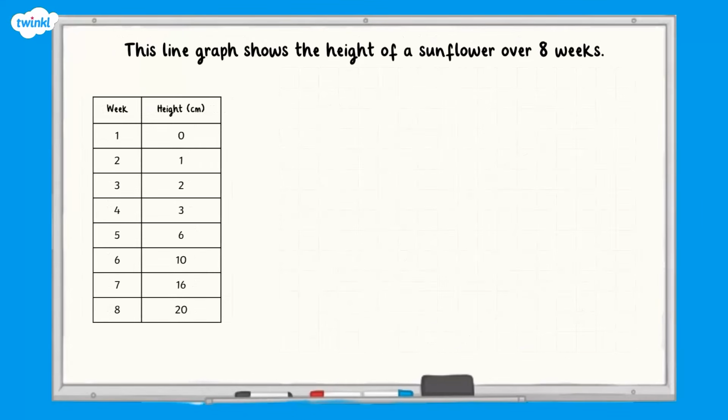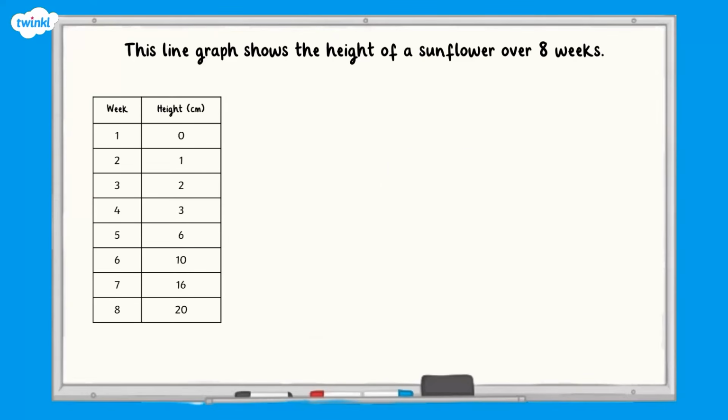Now it's your turn. Here's a table containing data about the height of a sunflower over 8 weeks. Pause here and have a go at constructing your own line graph to display this data. If you need to, you could go back and watch the earlier example again. Remember to decide on the axes first and then plot the points.